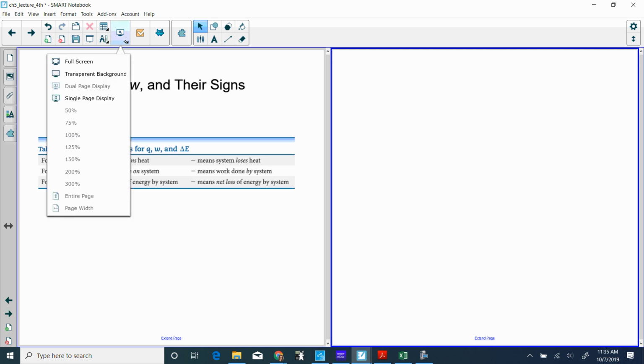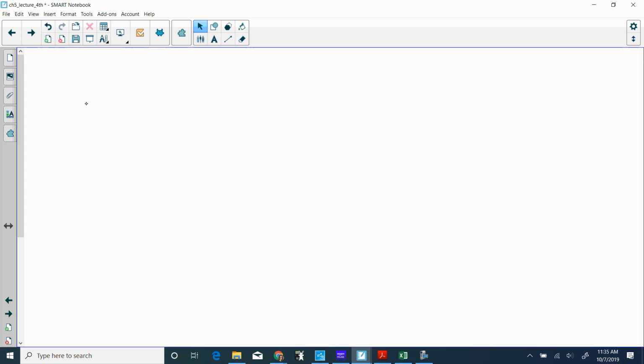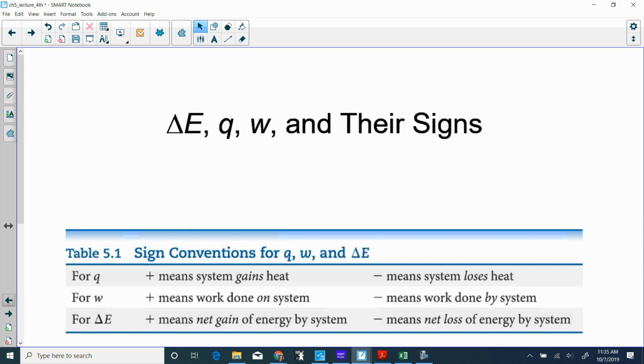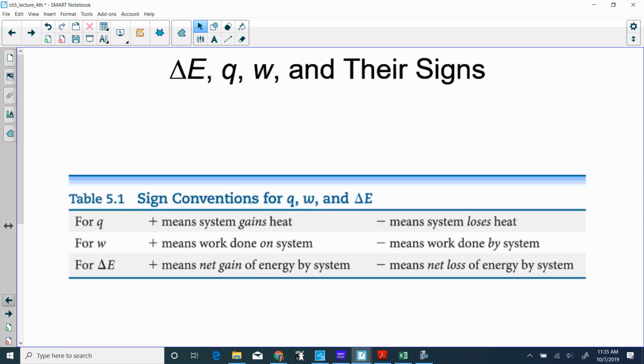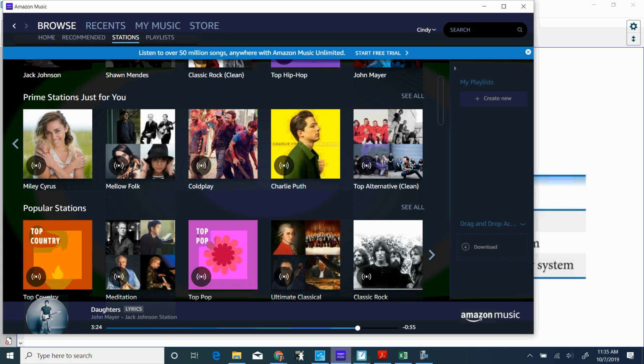Take a look at this here. I'm just going to make it big so you can see it better. With your beta buddy, talk about this chart and all the things about positives and negatives. Ready? Go.